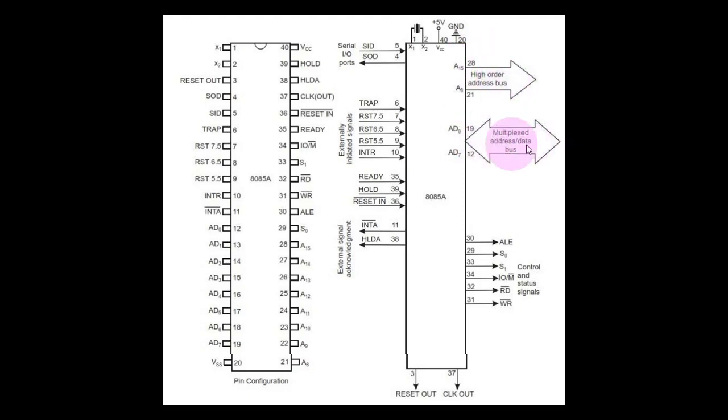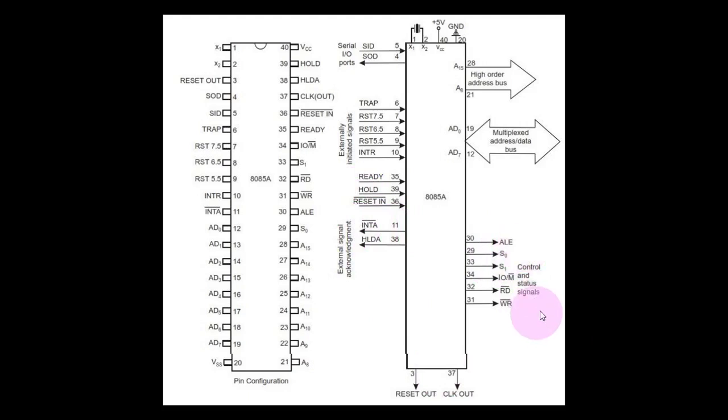This is bidirectional because it can have data as well as address, and data requires either reading or writing to and from. So it's a bidirectional bus, and however, this is a single directional thing, right? And for serial communication, SID and SOD are there. For interrupts, you have got these TRAP, RST 7.5, 6.5, 5.5, and INTR. For your externally interfaced devices, if they want to get the control of your microprocessor, then you have the READY pin, HOLD pin, RESET IN pin. And for acknowledging things, you have got INTA, interrupt acknowledge, and HLDA.